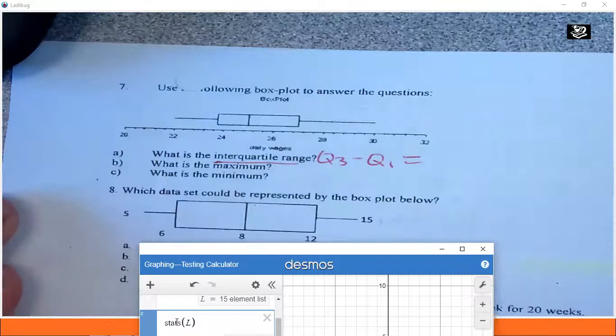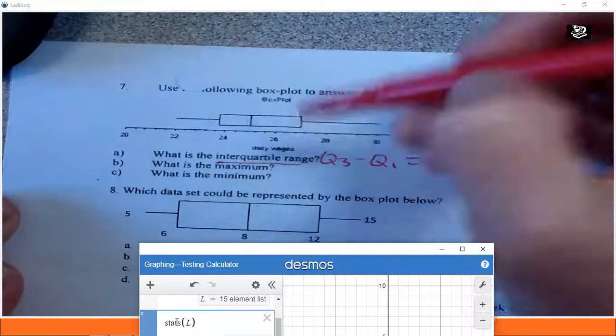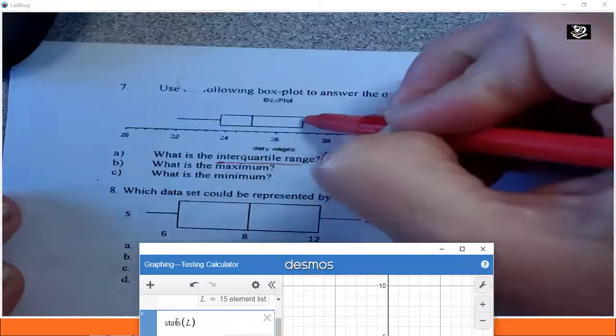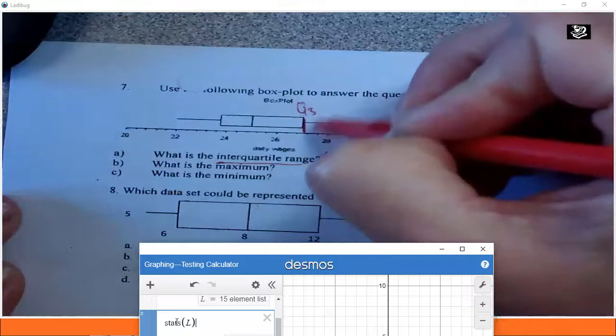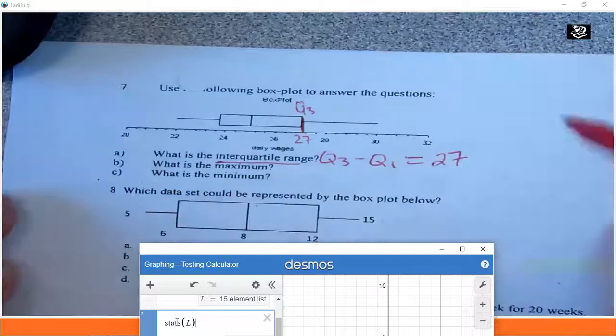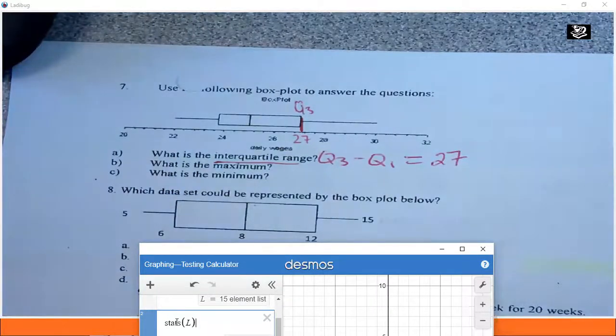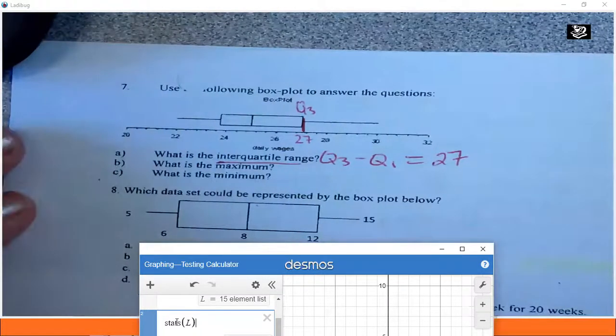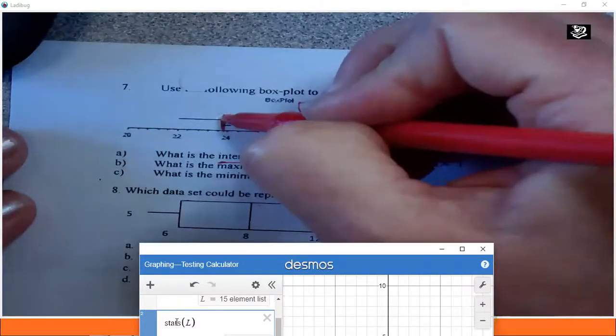Best guess, best estimate. So Q3 is right here and it's between 26 and 28. So that's going to be at 27. So Q3 is at 27. Caleb, what about Q1? Just give it your best guess. What do you think Q1 is at? 23. Good. It's close to it.